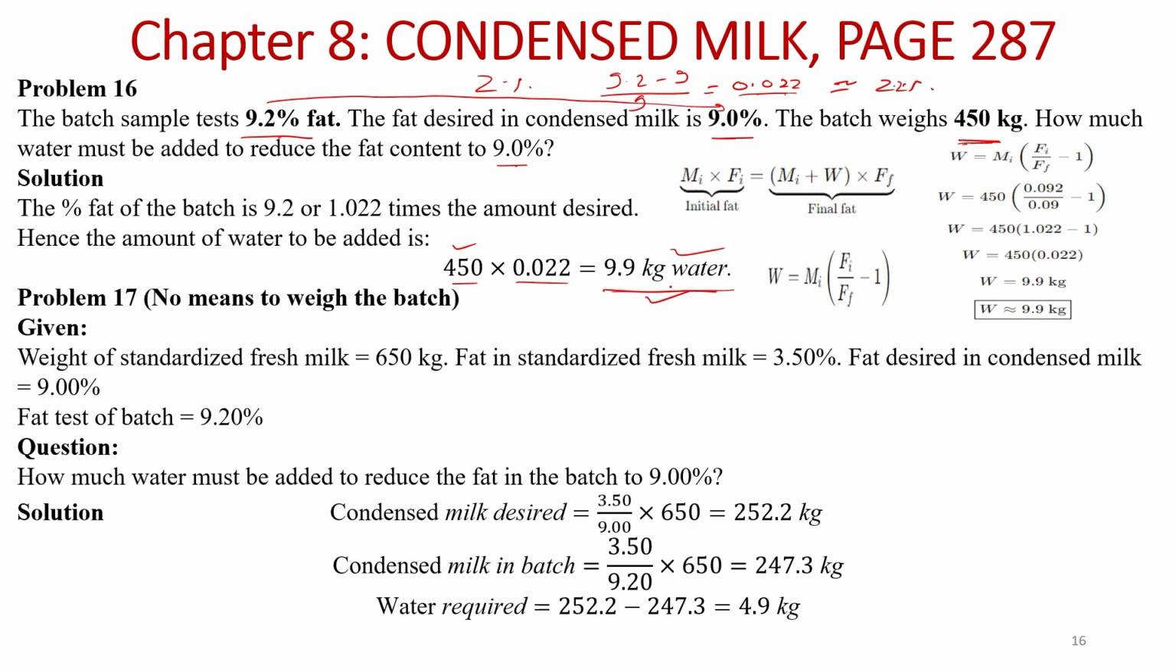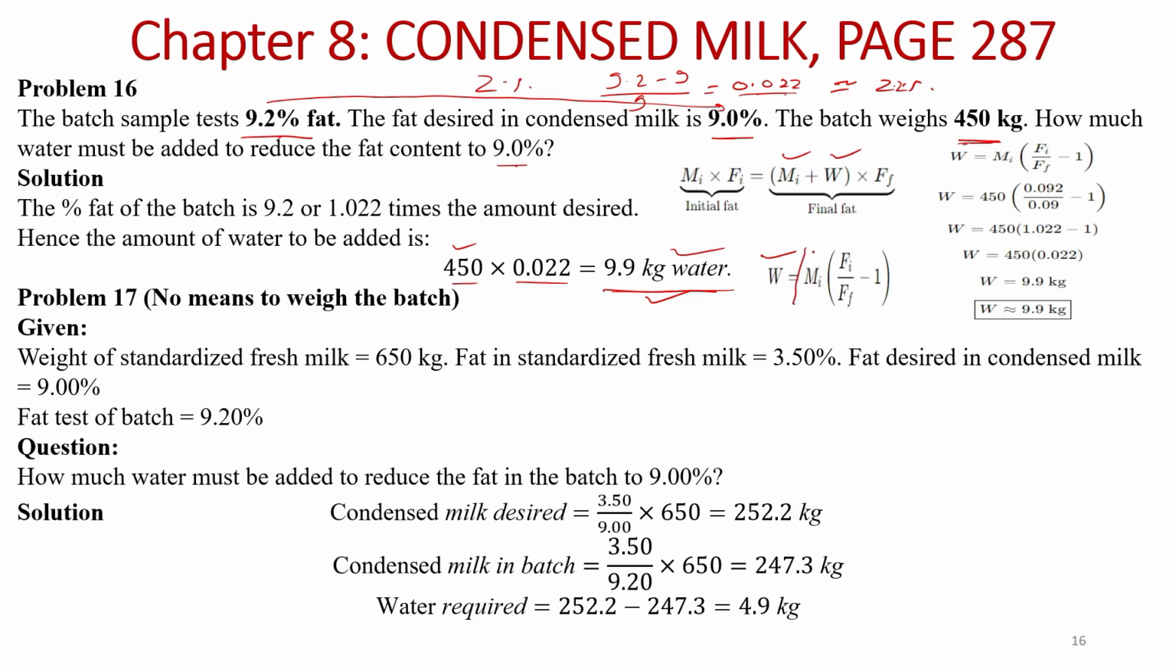This is how I have solved it by logic. Now let us see how to solve it by fat equation. Initial fat is Fi and Mi is the initial quantity of condensed milk, that is the quantity given, 450 kg. We want to reduce the fat to 9%, and W is the water to be added to the condensed milk. So Mi plus W, this is the fat equation. This way you can write the fat balance, and from this we can calculate the weight of the water.